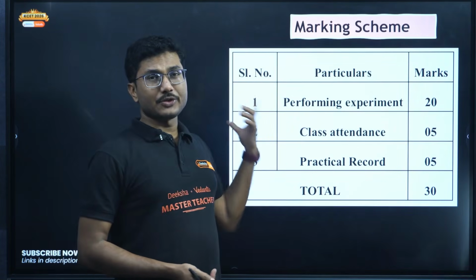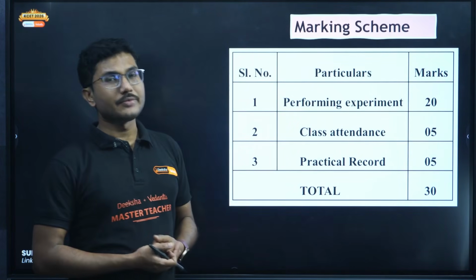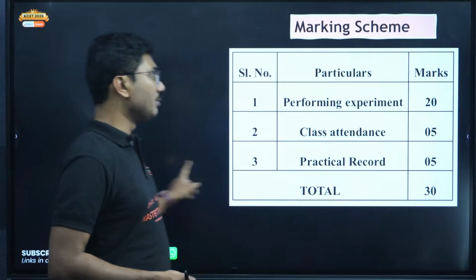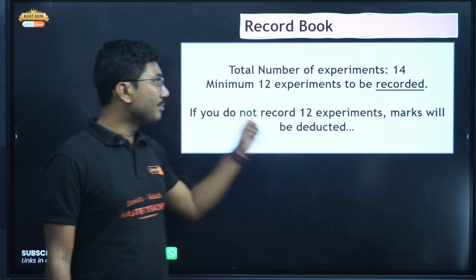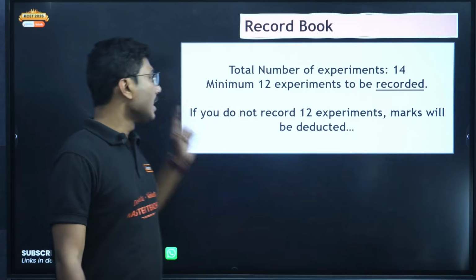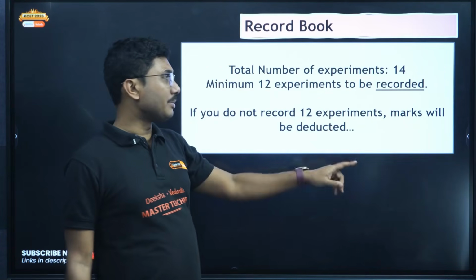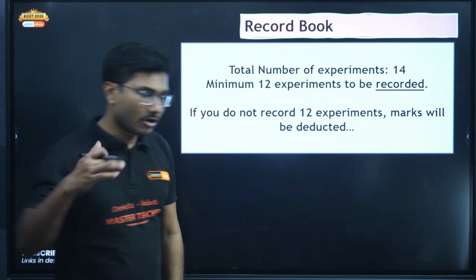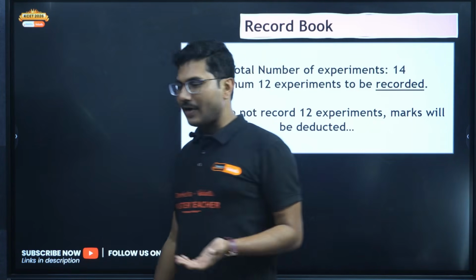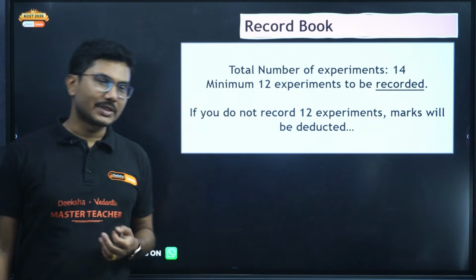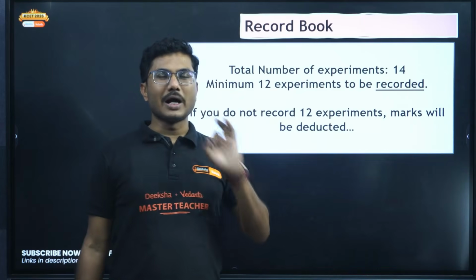Practical record, as I mentioned, if you have recorded all the 12 experiments, then 5 marks will be awarded to us. Okay, so total 14 experiments are there, minimum 12 experiments to be recorded. If you do not record 12 experiments, marks will be deducted. In fact, if you record only 5 experiments, thinking that okay, I only attended 5 classes, I will record only 5 experiments, then you will get 0 marks for lab record.